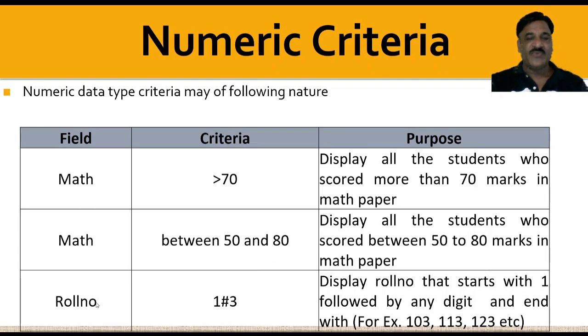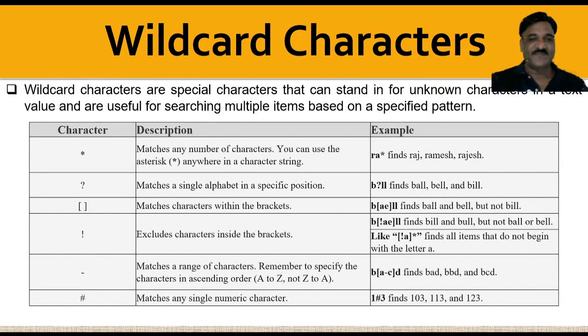Now, in order to view all the students whose roll number starts with 1 and ends with 3, with one digit in the middle that may be between 0 and 9, you can use the hash symbol, which represents a single digit.